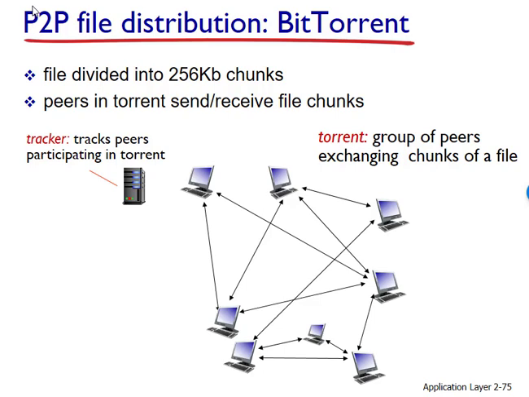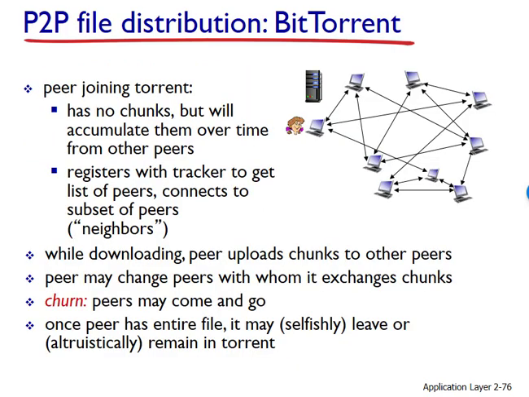BitTorrent is a popular peer-to-peer protocol for file distribution. In BitTorrent lingo, the collection of all peers participating in the distribution of a file is called a torrent. Peers in a torrent download equal-sized chunks of the file from one another, with a typical chunk size of 256 kilobytes. When a peer first joins a torrent, it has no chunks. Over time, it accumulates more and more chunks. While it downloads chunks, it also uploads chunks.